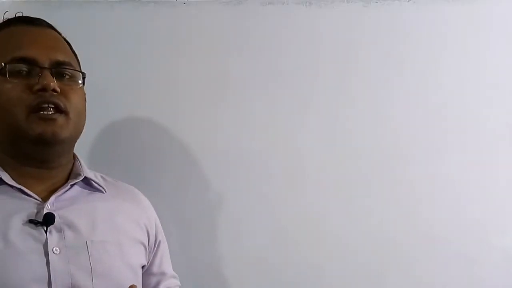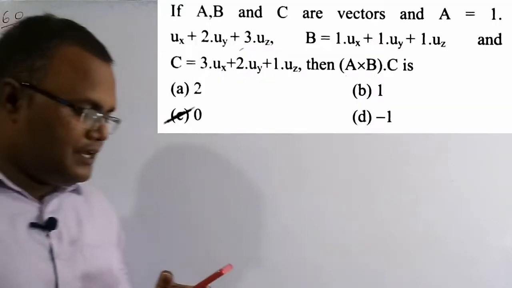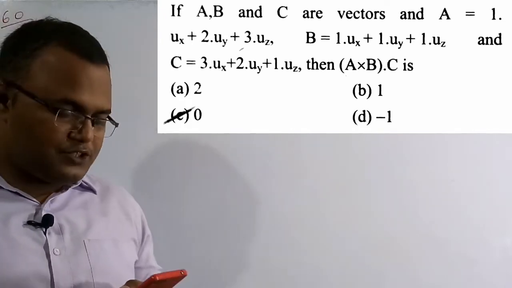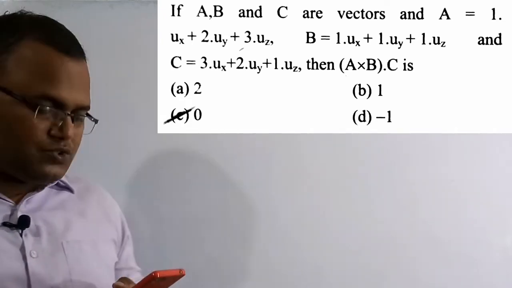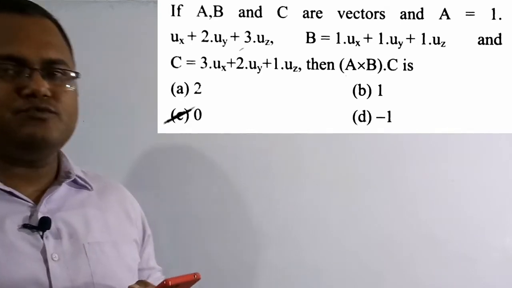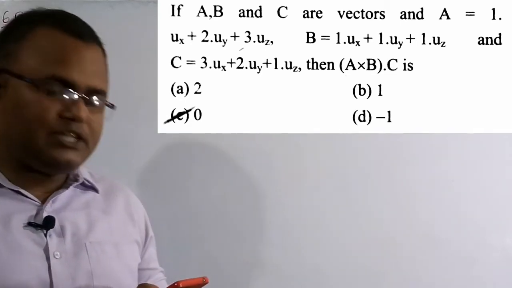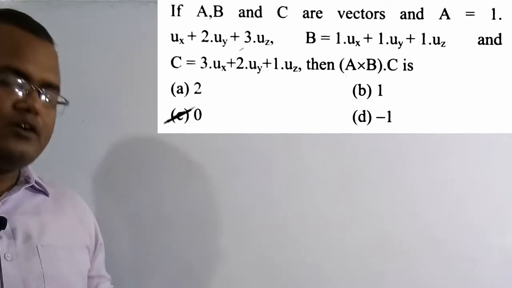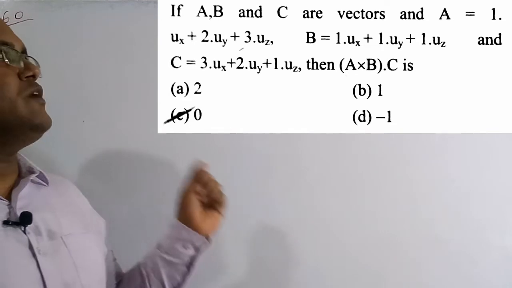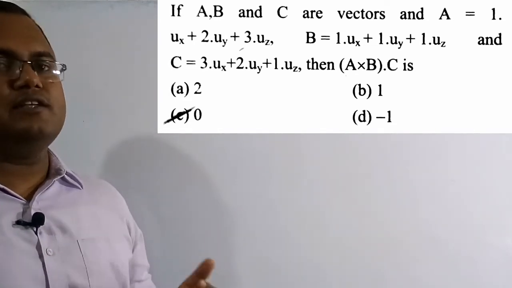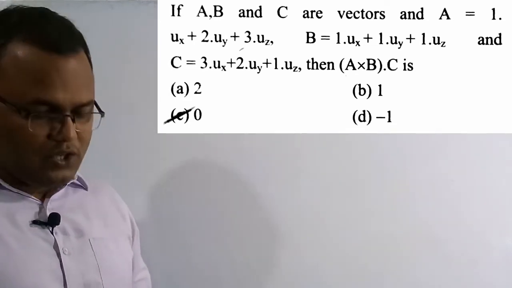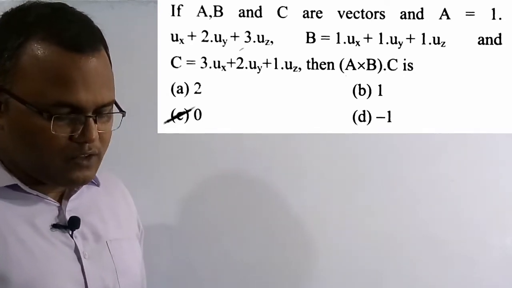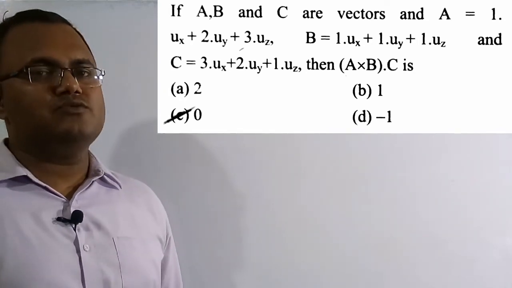So now we are going to solve the last question of this lecture. See the question here. If a, b and c are vectors where a is equal to 1 ux plus 2 uy plus 3 uz, b is equal to 1 ux plus 1 uy plus 1 uz, and c is equal to 3 ux plus 2 uy plus 1 uz, then we need to figure out a cross b dot c. Basically here ux, uy, uz are called unit vectors. We can write ax, ay, az also. So out of these four options, option C, 0, is the correct solution of this question.